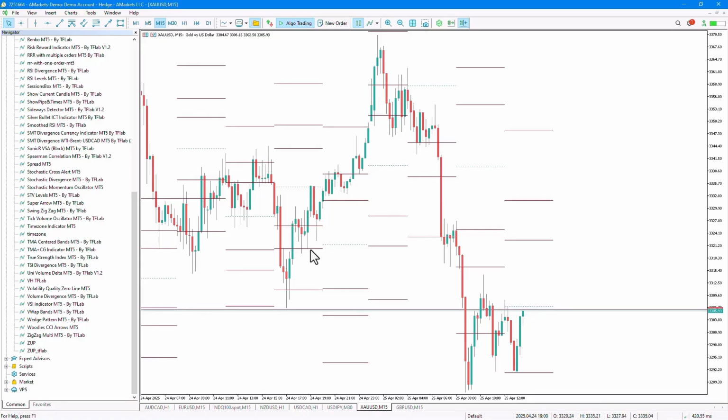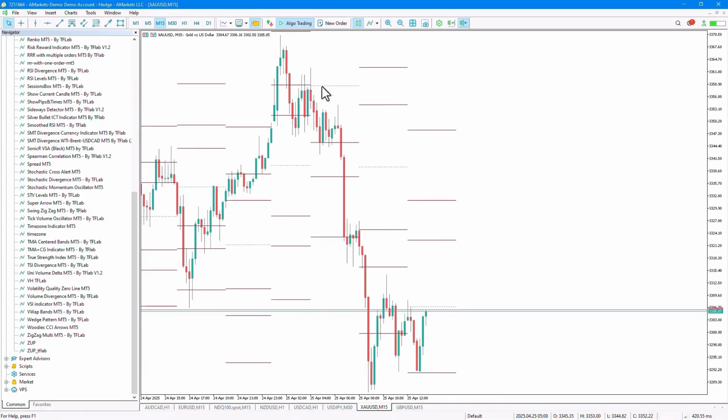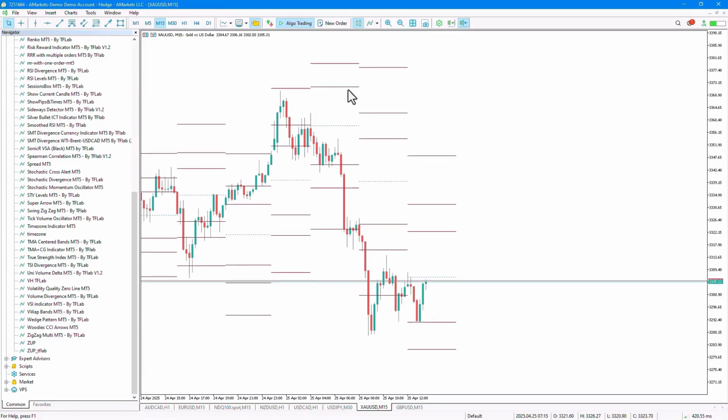When the price is above the central level, we can enter a buy trade and place the stop loss at the support level and the take profit at the resistance level. And when it is below the central level, we can enter a sell trade and set the stop loss at the resistance level and the take profit at the support level.